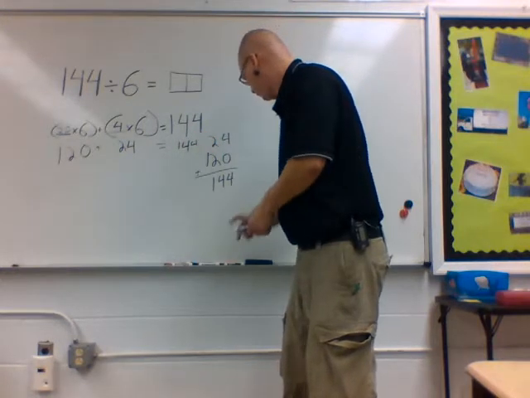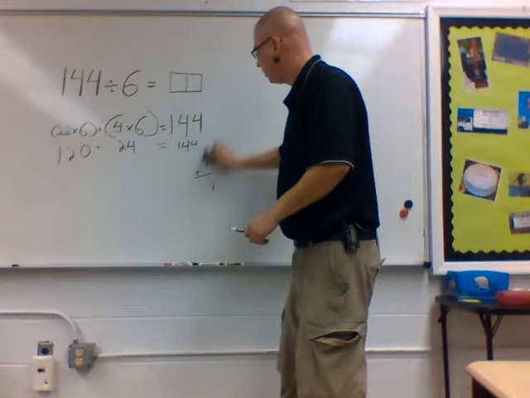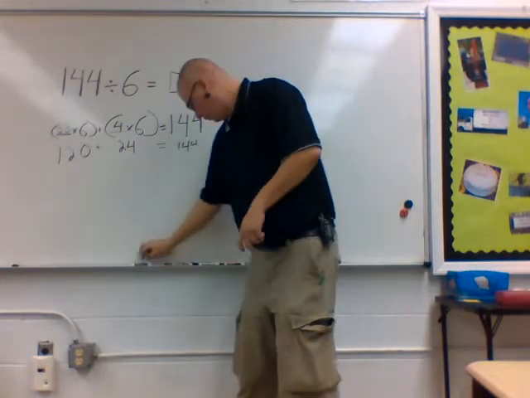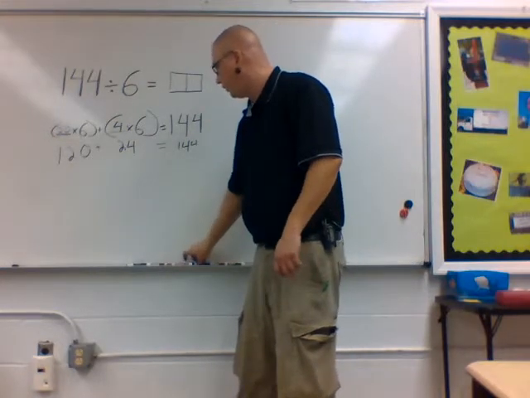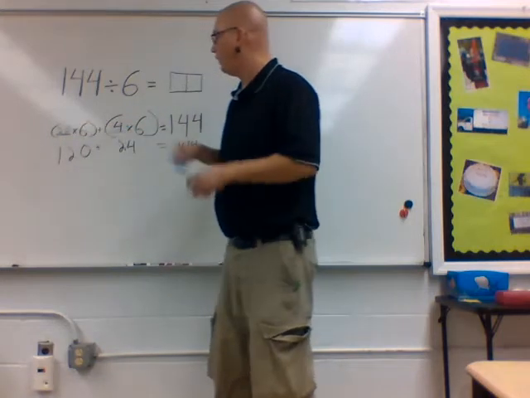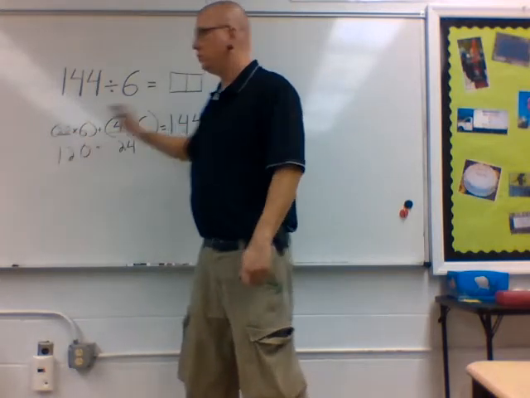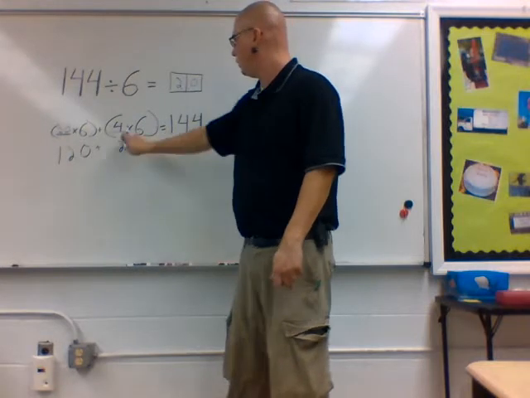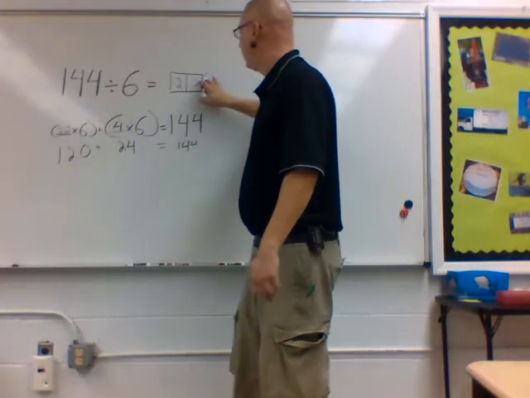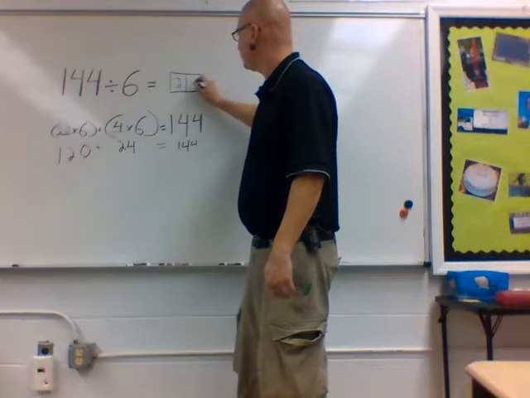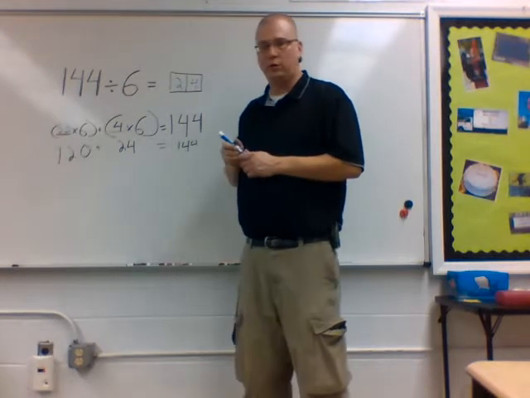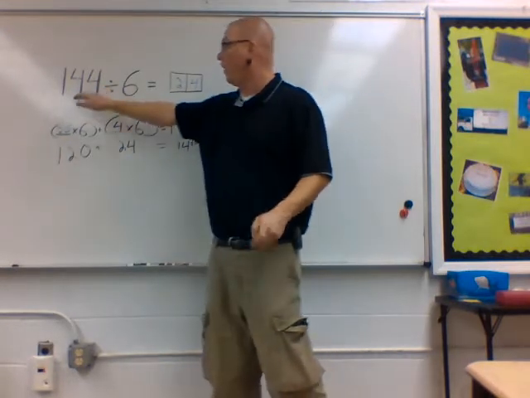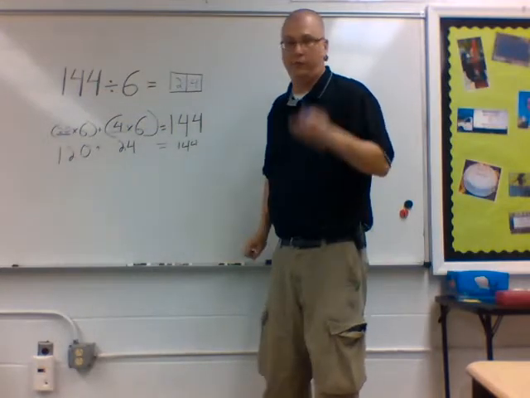Now, what do we do with our 6 and with our 20 and with our 4? Our 20 is the 2 in the tens column, plus this 4 is 24. 144 divided by 6 is 24.